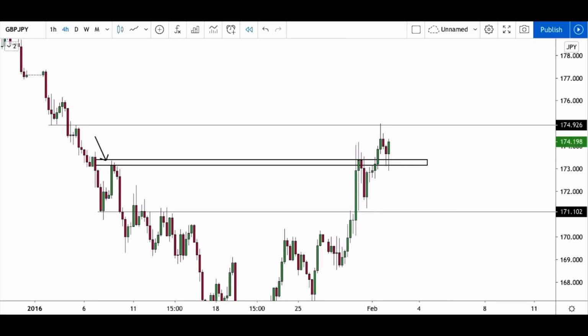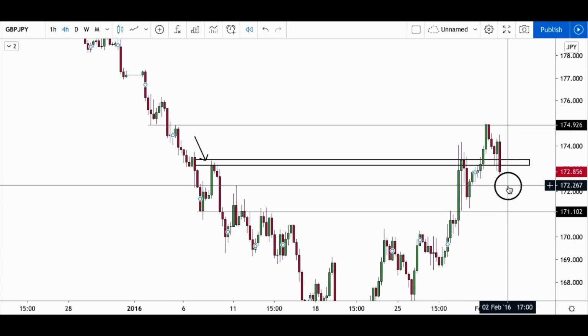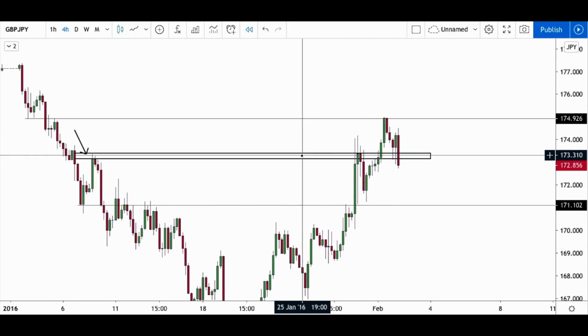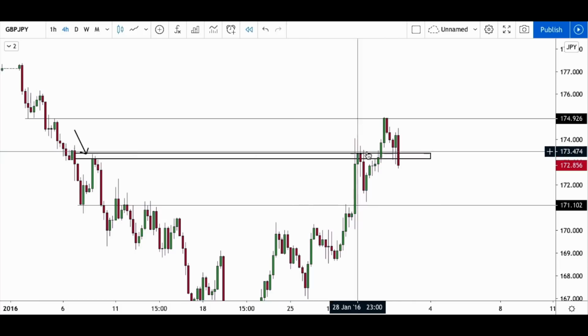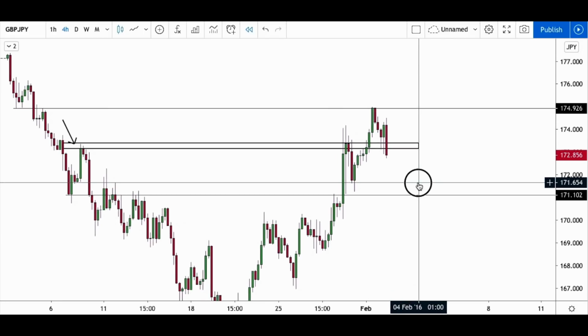Let's do one more. Okay, so right here, let me just back this up for a moment. I just want to talk about this. Okay, so you guys can see we came back below this level of support. This was a pretty strong level of resistance before. We pushed up, reached our next target, and then we came back below it.